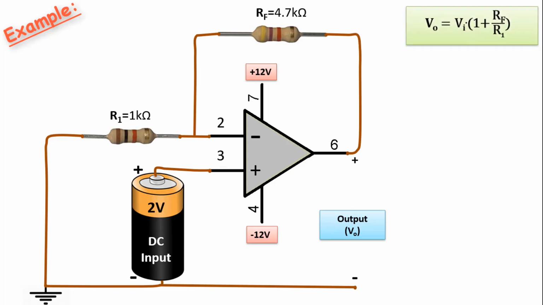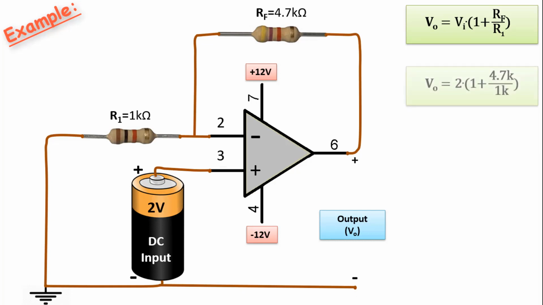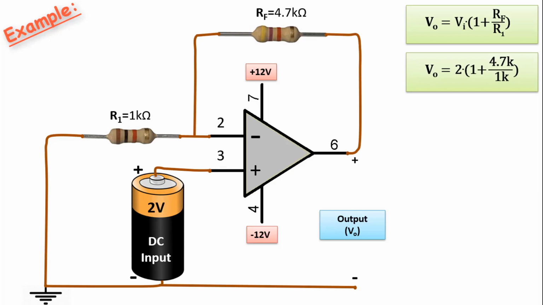Our formula was Vo equals Vi times 1 plus Rf over R1. If we substitute the values, Vo equals 2 times 1 plus 4.7 kiloohms divided by 1 kiloohm. If we do this operation, we find the output value as 11.4 volts. The 2-volt input voltage has been increased to 11.4 volts. So, if we take a multimeter and measure the output voltage, the voltage value we will see will be positive 11.4 volts. Since it is from the non-inverting input, there is no inversion and the result is a positive value.